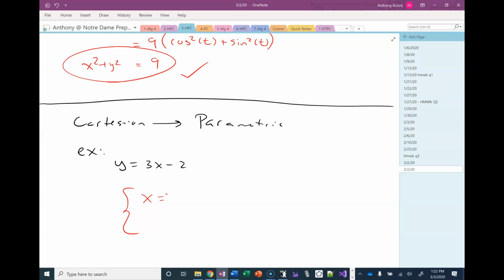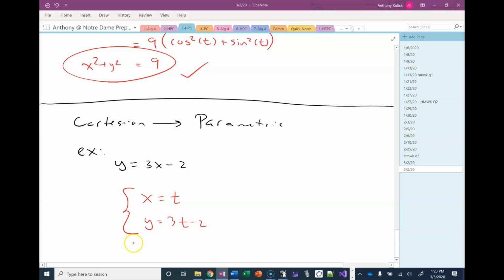So, how many times does x occur in this function? Just one time, right? It has just one place. So the easiest thing to do is just pick x to be t. What does that mean y has to be? Just 3t minus 2, right? Does everybody agree with that?